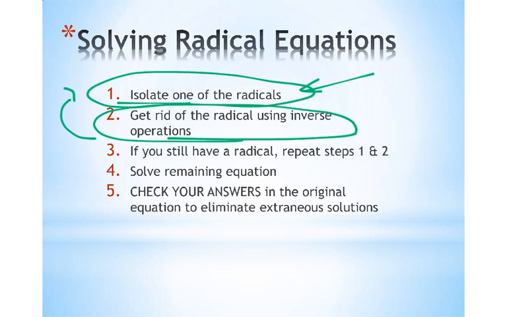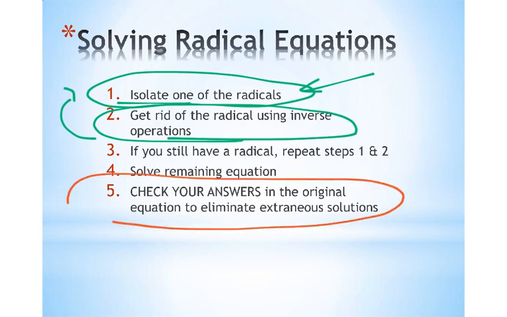Solve whatever equation is left, and then this is really important in radical equations because it's possible to have non-real answers, so you have to check your answers. If you have solutions that do not satisfy the equation with a real number, then you're going to call it an extraneous solution, and we'll see some examples of that.